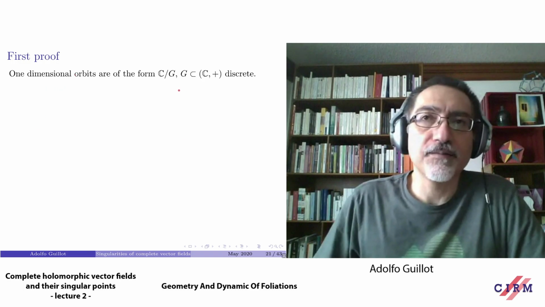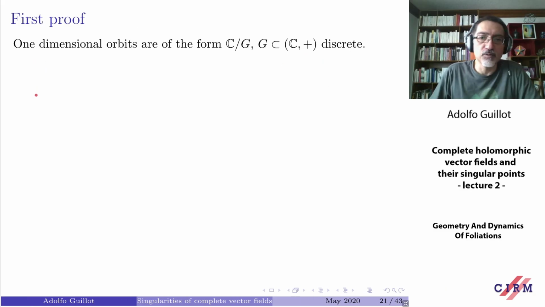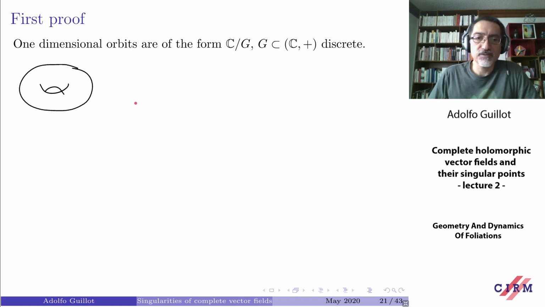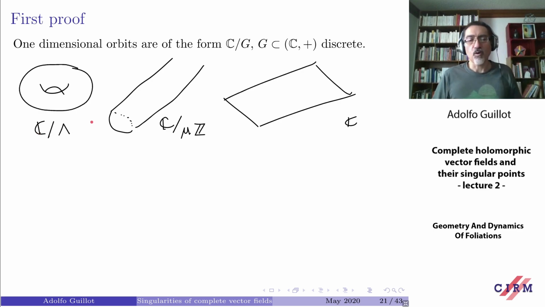First of all, if you have a flow, you have orbits, and these orbits are quotients of C under some discrete subgroup of this additive group of C. So your integral curves are elliptic curves. That's one possibility. The other possibility is that they are cylinders. So these orbits have two ends. And the other possibility is that the stabilizer is trivial. So this is C over some multiple of Z, and this is C mod a lattice. Okay, so these are the three orbits that we see.